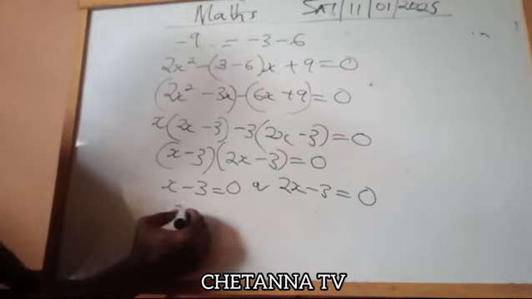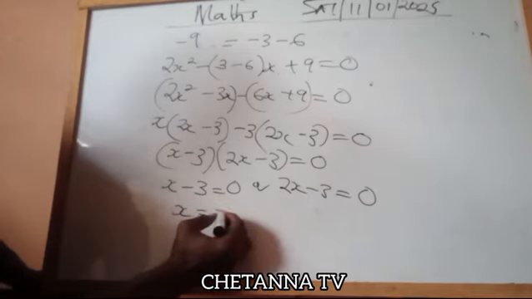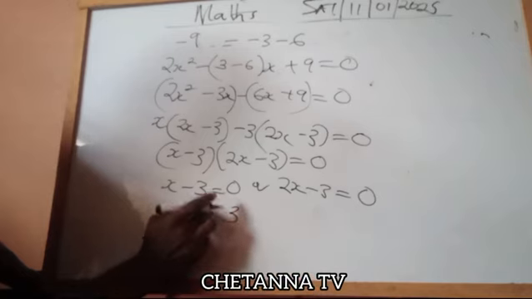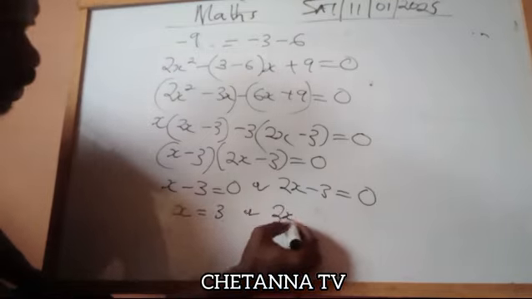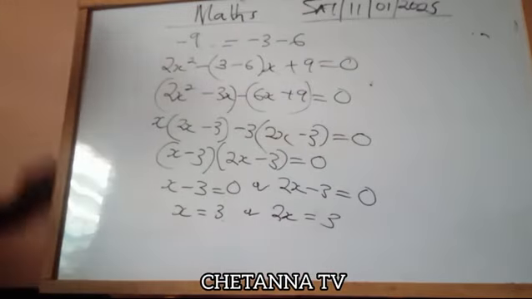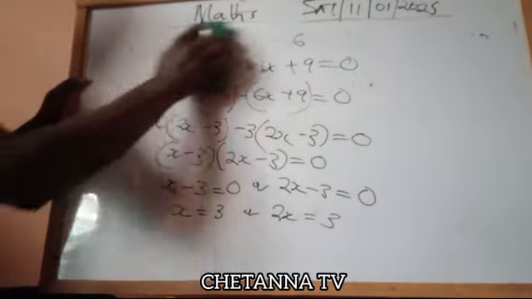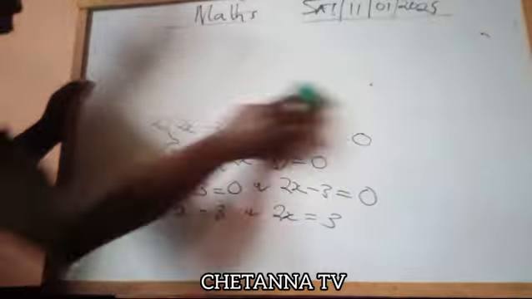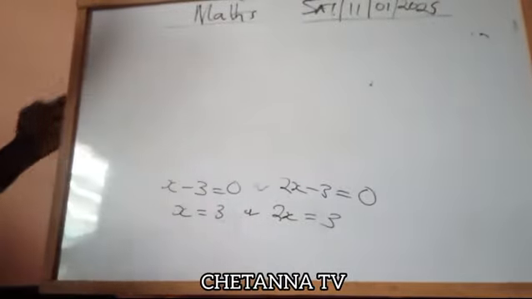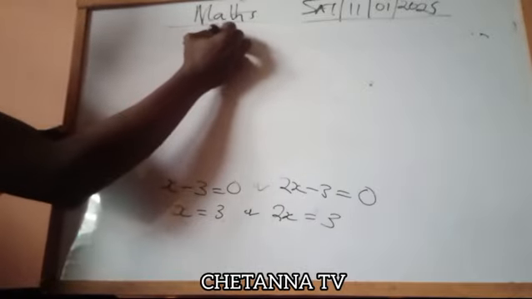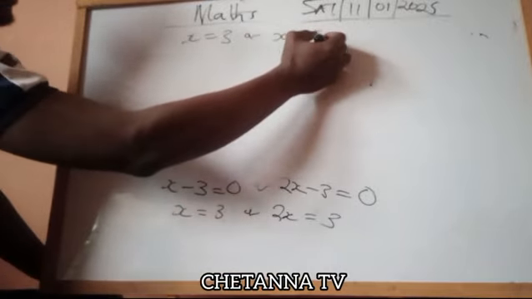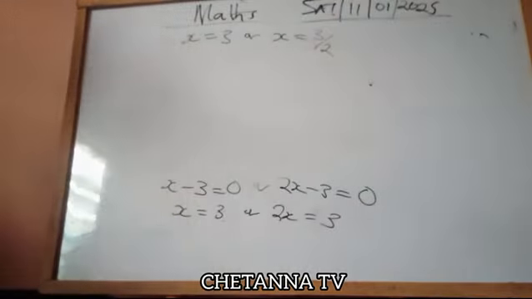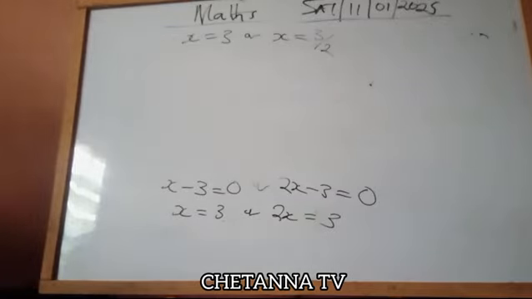So x is now equal to 3, because the minus moves over and becomes plus. Or 2x is equal to 3. So this implies that x is equal to 3, or if I divide both sides by 2, x is equal to 3 over 2, or simply 1.5. So that's the answer.